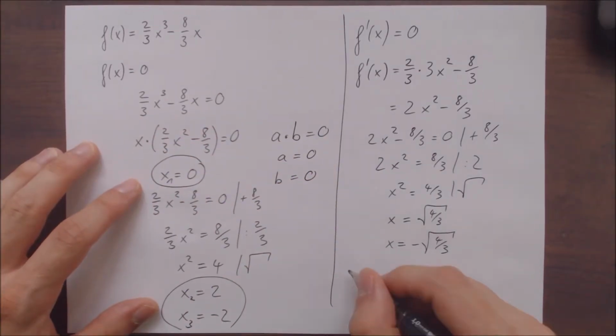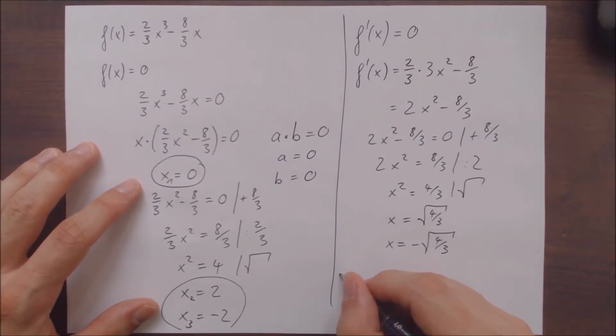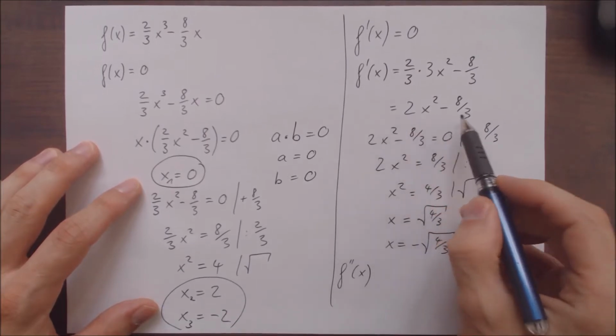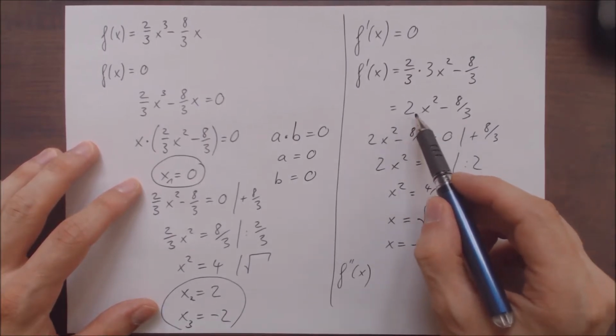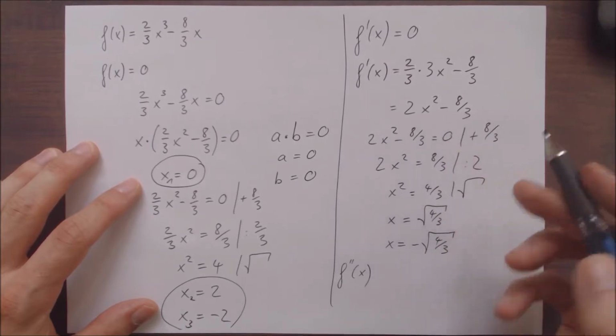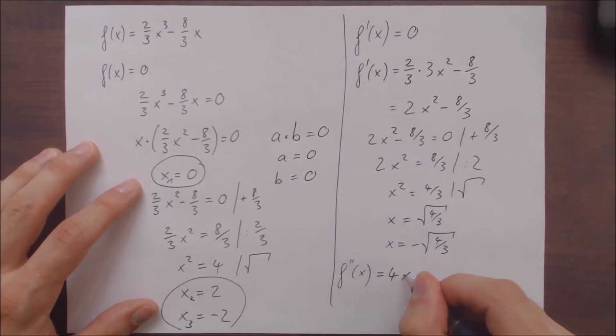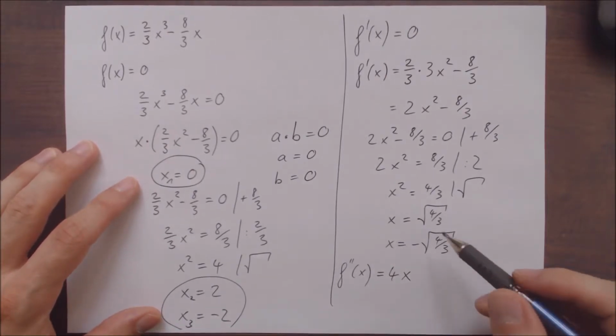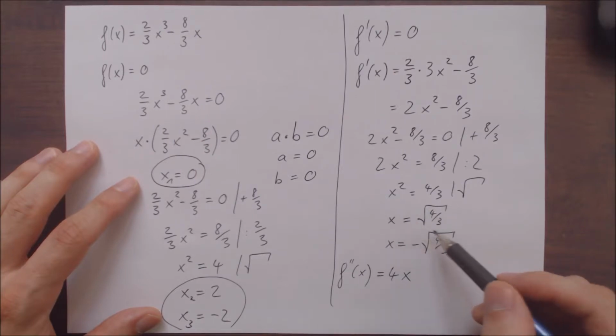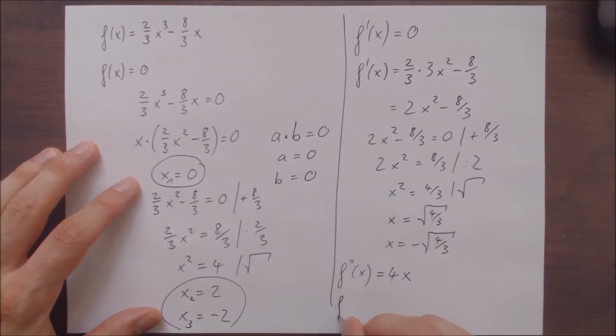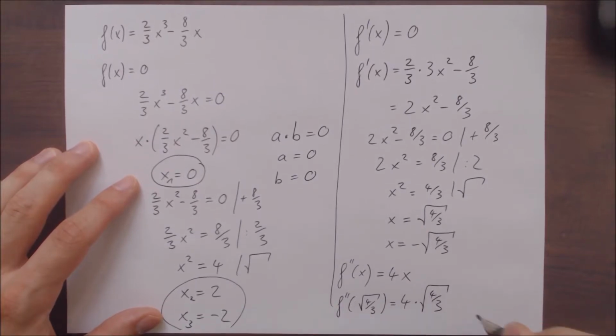And we find out by making the second derivative, f double prime of x. If we make the derivative of this function, we have here 4x, and this goes away. That means the second derivative is just 4x. And now we set in the x value for the x. That means we calculate f double prime of square root of 4/3. This is 4 times square root of 4/3.